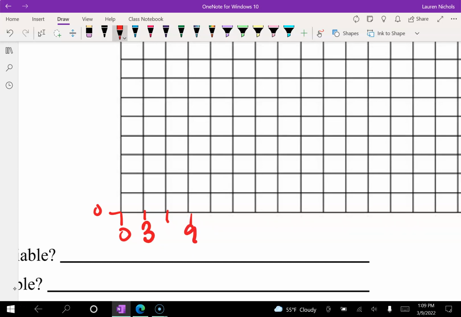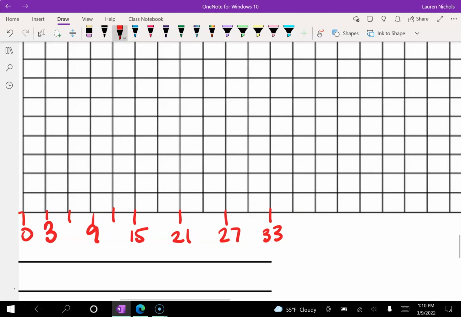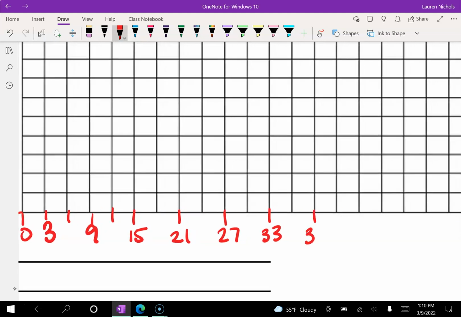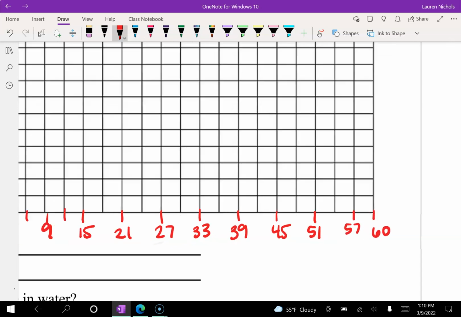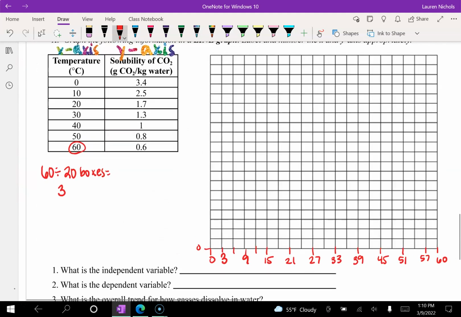So we have 3, 6, 9, and then we have 12, 15, 18, 21, 24, 27, 30, 33, 36, 39, 42, 45, let's see, the next one should be 51, and then 57, and then this last one is 60, okay? So we can use that to figure out our scale.